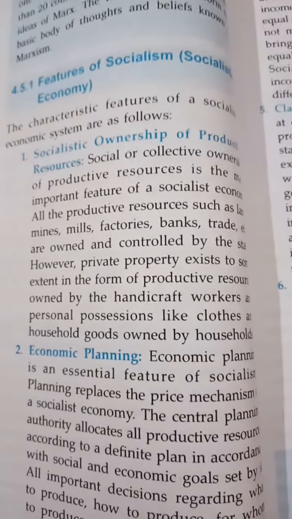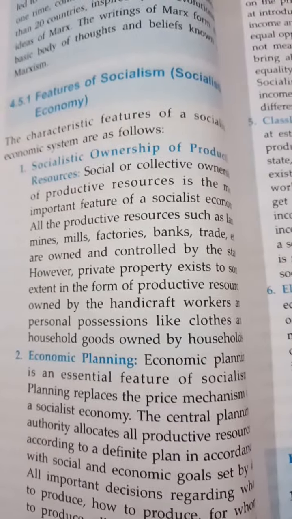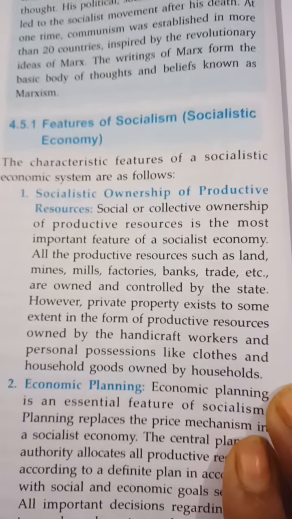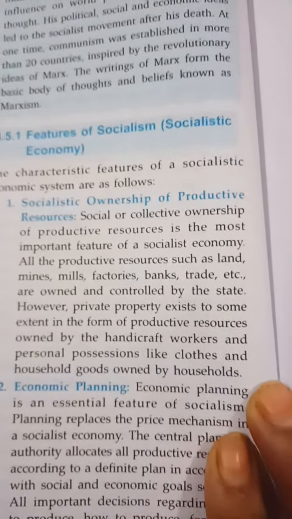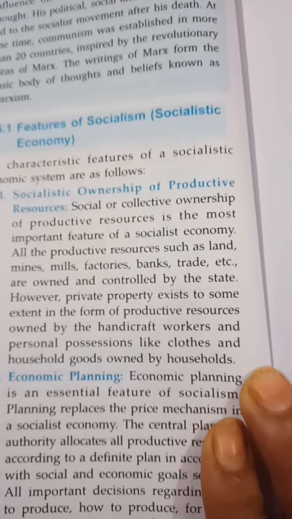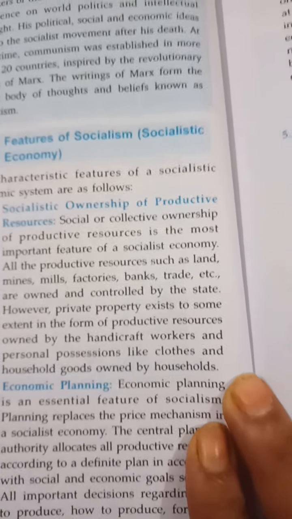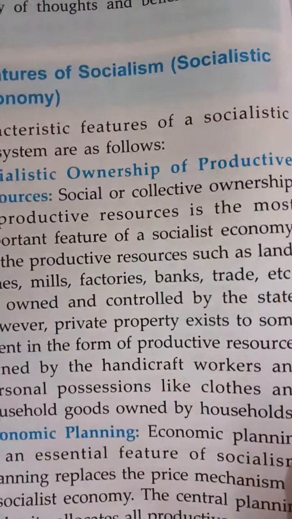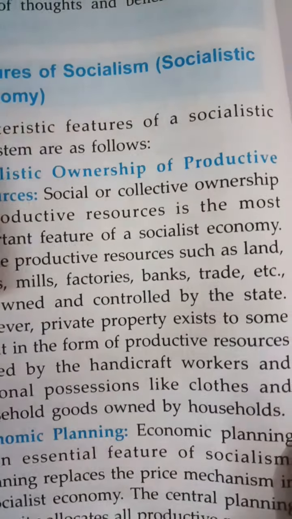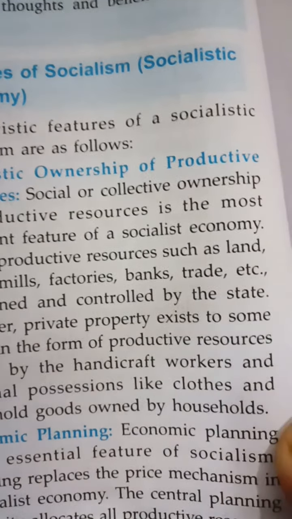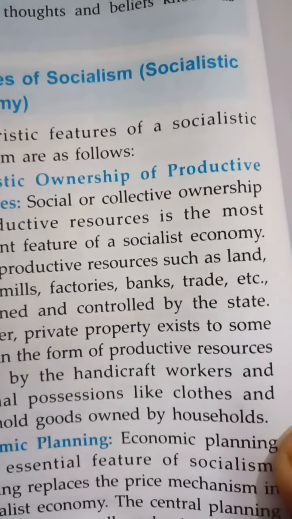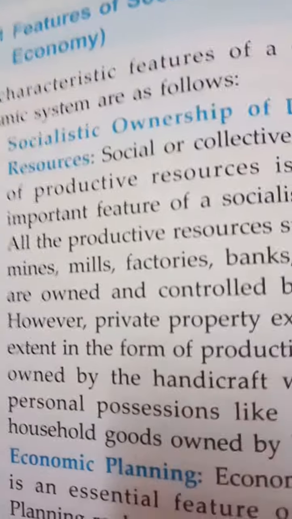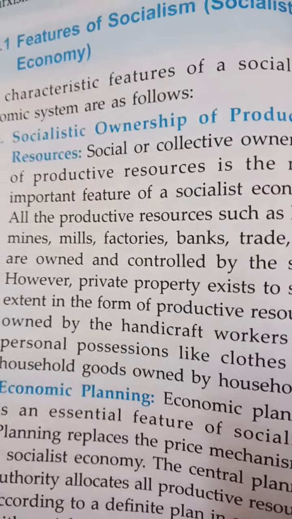First feature, collective socialistic ownership of the productive resources. That means all the resources of the country, buildings, factories, mines, banks, organizations, everything, are owned by all the people, the entire society, and operated by the public authority, that is the government. Everything goes on by the instructions of the government.